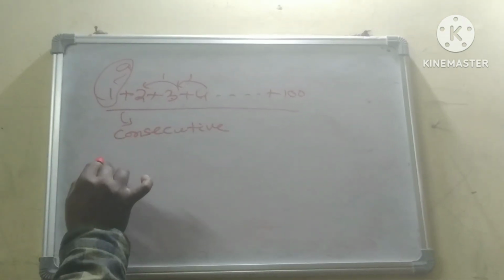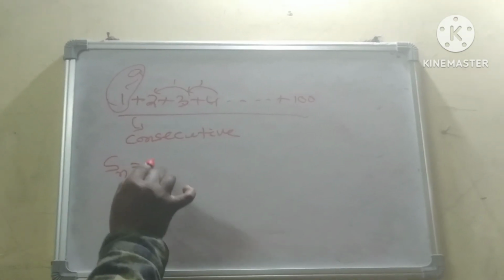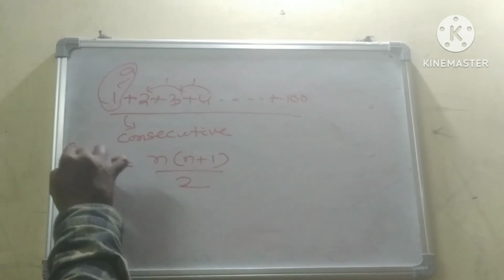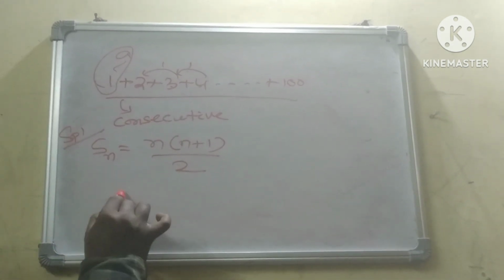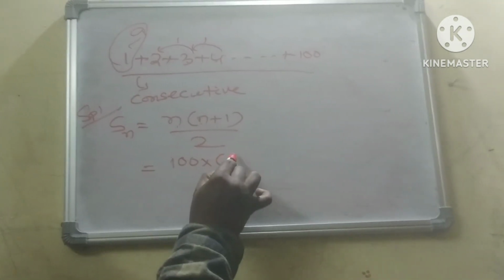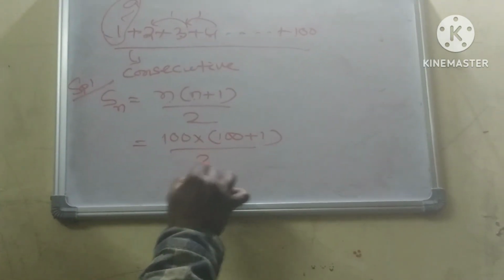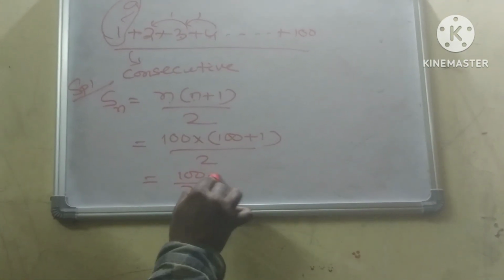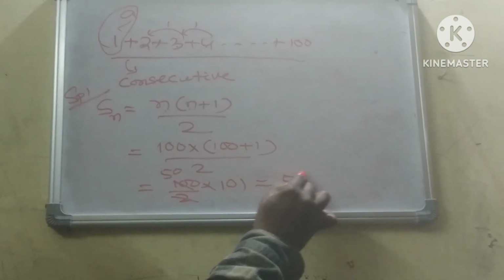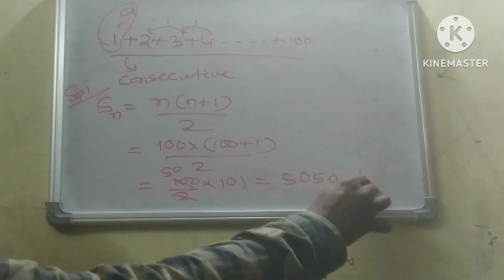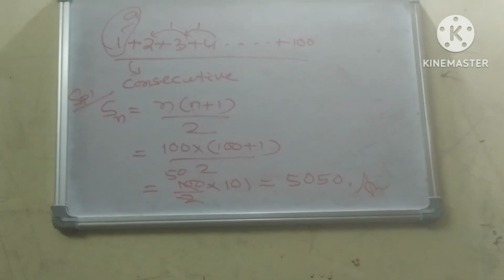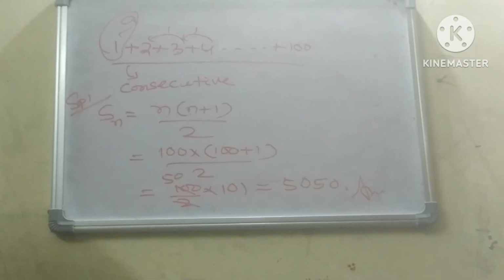Consecutive numbers. So for consecutive numbers, the S_n formula is equal to n into n plus 1 by 2. So another formula. You see n is 100. So 100 into 100 plus 1 by 2. So the answer will be 100 by 2 into 101, so 50 into 101. This is the answer for n consecutive numbers. Right?